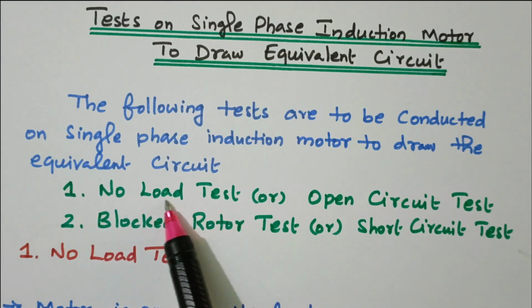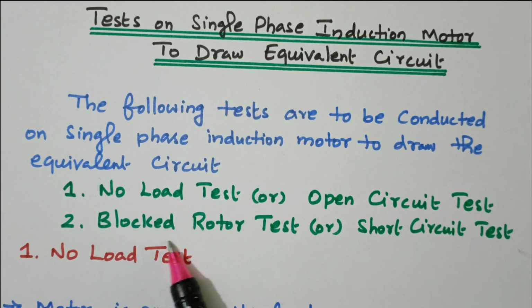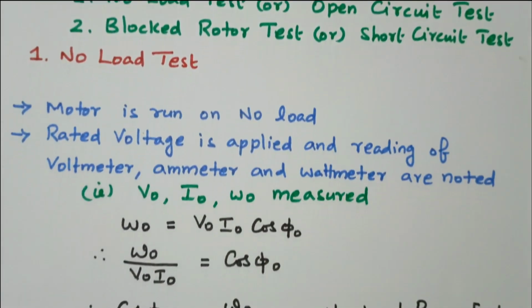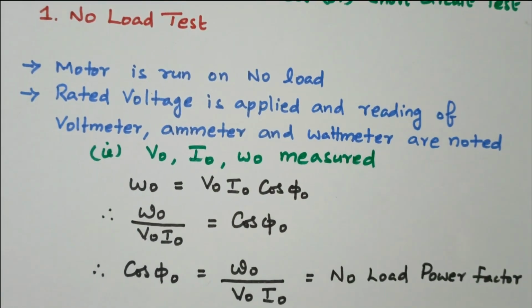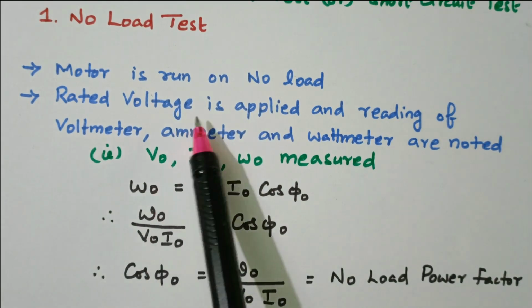The name itself helps us understand. It's a no load test, load is not applied. The second one, blocked rotor, the rotor is blocked. So first we will see the no load test. The motor is run on no load.